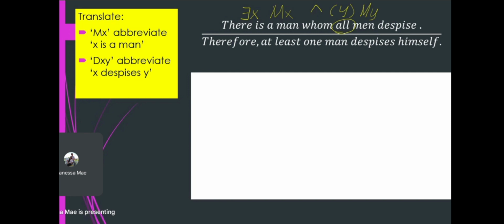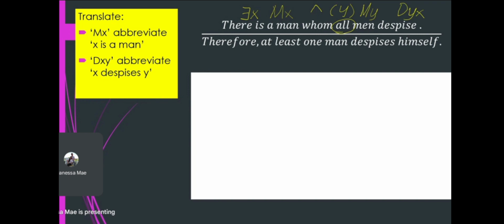So what is their relationship? All men despise. So meaning, to represent that one, despise: who despises y, who is despised, is that the right term? So x. Okay, y despises x. All men despise that man, a particular man.